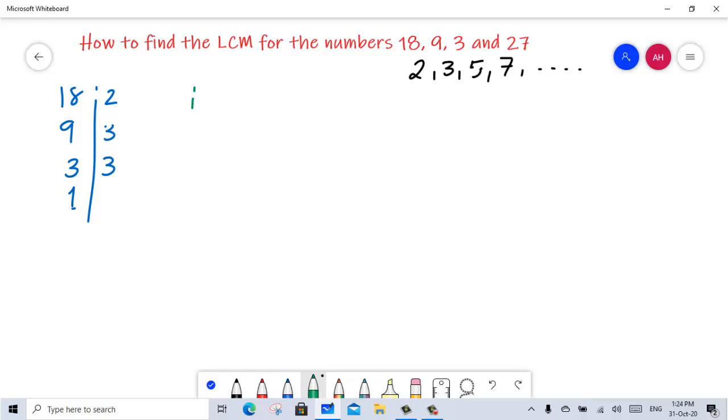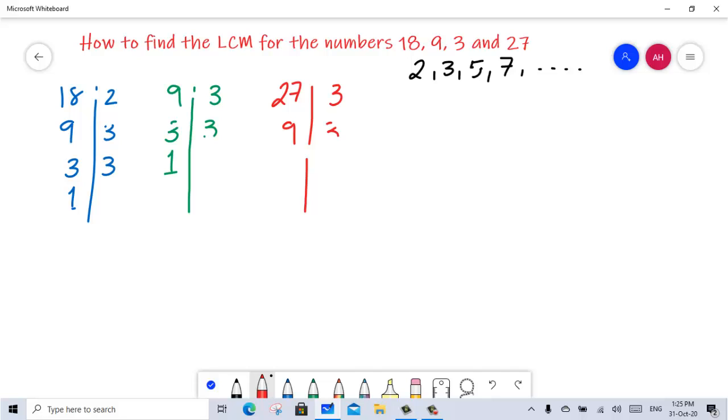Let's go now for the next one, which is 9. 9, I'm going to divide it by 3. 9 divided by 3 is 3, and 3 divided by 3 is 1. And again, since I reached 1, I have already found the prime factors for the number 9. Let's go now for the number 27. 27, I'm going to divide it by 3, and I will have 9. 9 divided by 3 is 3. 3 divided by 3 is 1.